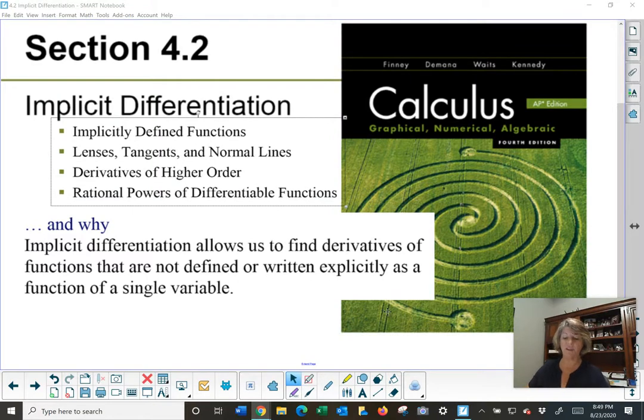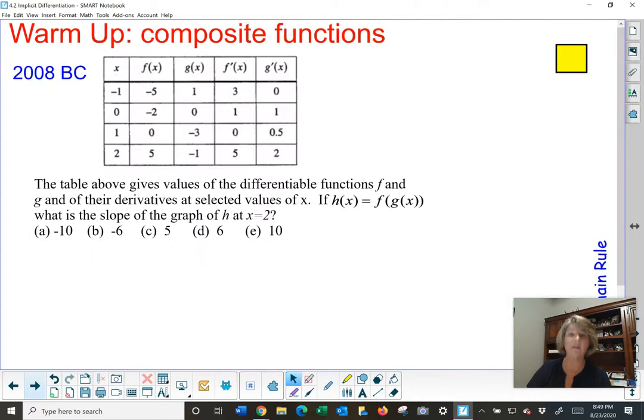So implicit differentiation allows us to find derivatives of functions that are not defined or written explicitly, like y equals 3x squared. We're going to see that intermix of variables and how to deal with taking derivatives of complicated functions. And they may not even be functions, just some equations.